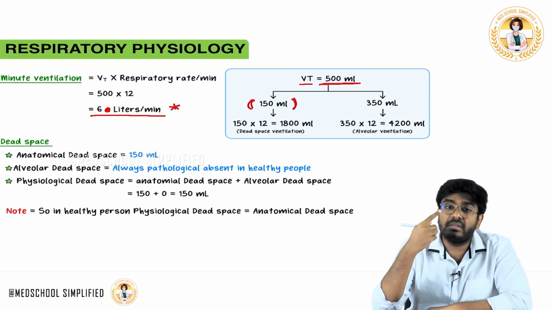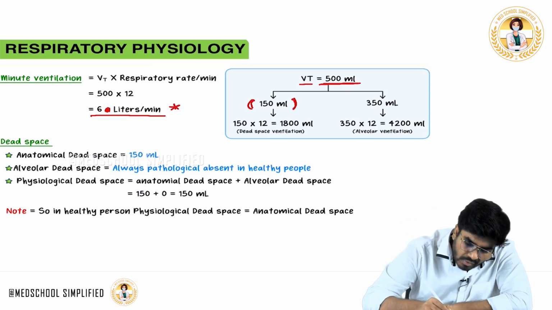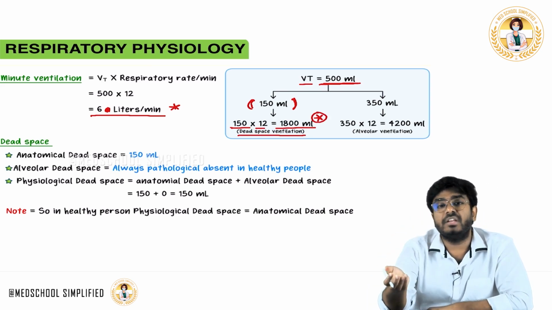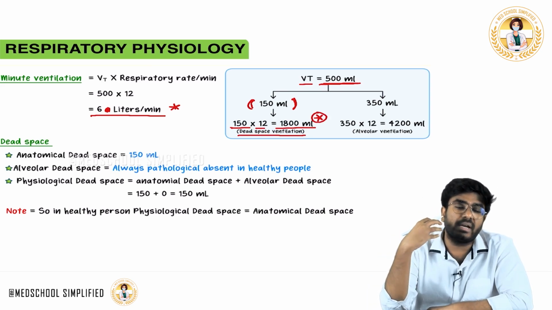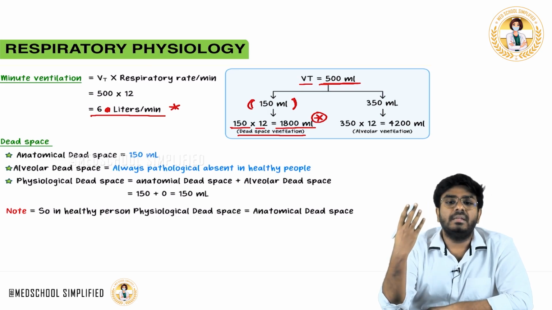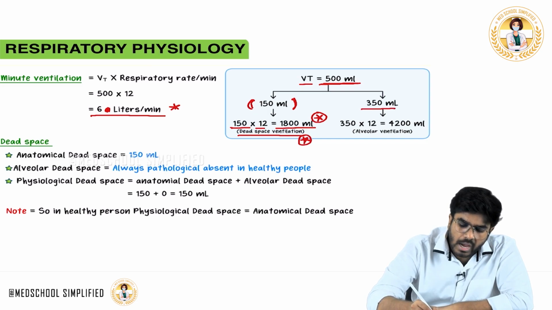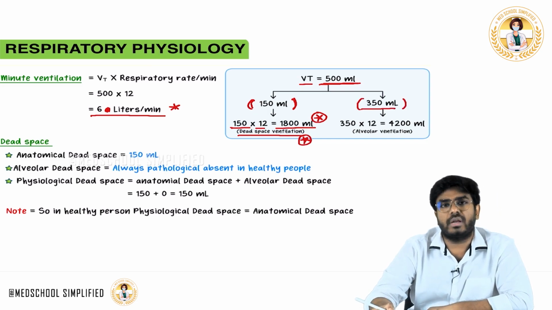Now, how many times are we breathing? 12 times. So 150 into 12 is 1800 ml. So 1800 ml is what? It's the dead space ventilation. Every minute, how much air are you keeping in your dead space, or in the conducting zone? 1800 ml.